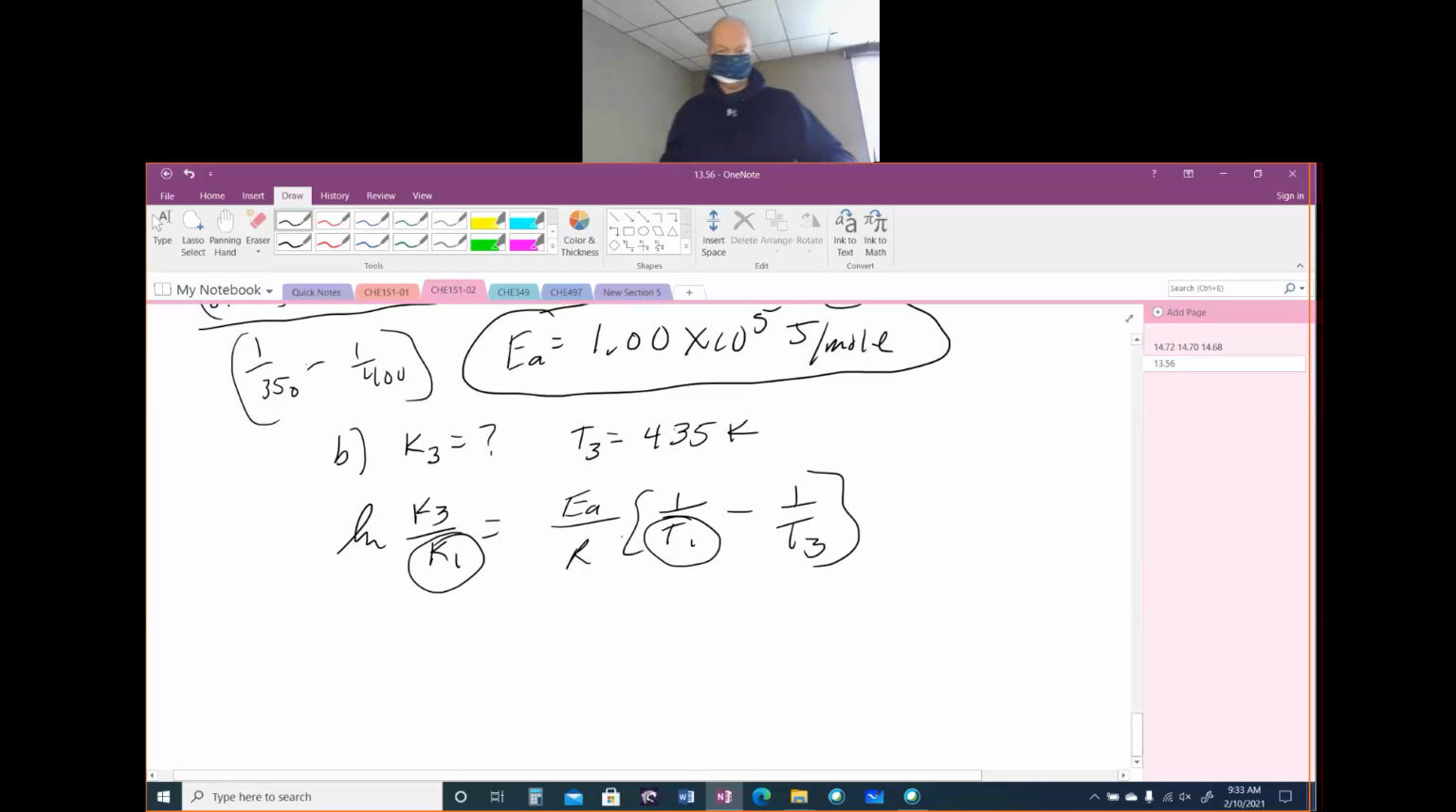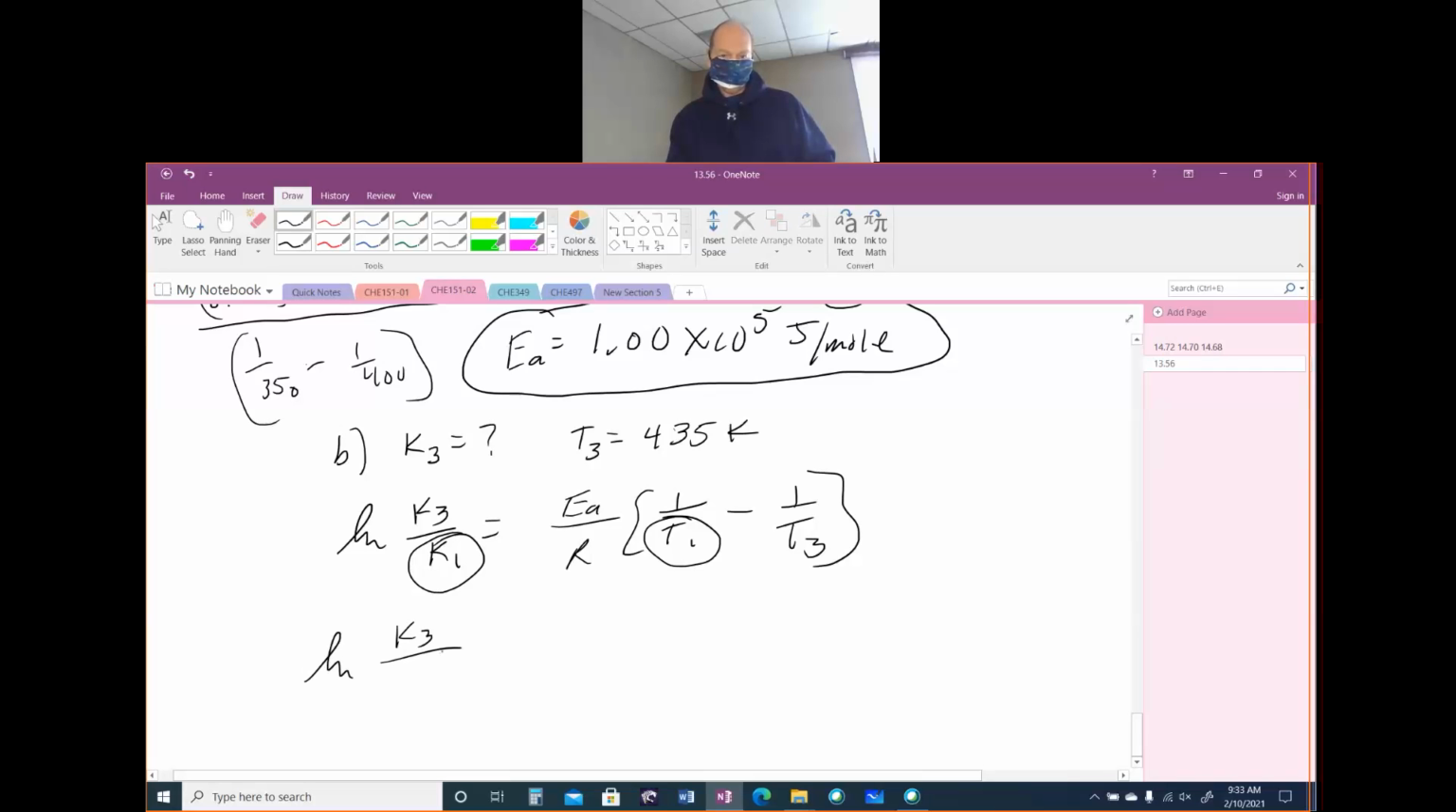It will not change your answer at all. But if you pick a K1 and then a T2, then you're going to have completely wrong stuff. That K has to correspond to that temperature, whichever K and temperature you pick. We have to include the K3 and the T3 because that is the question. So now we plug in everything except for K3.